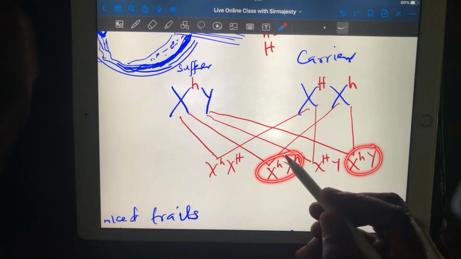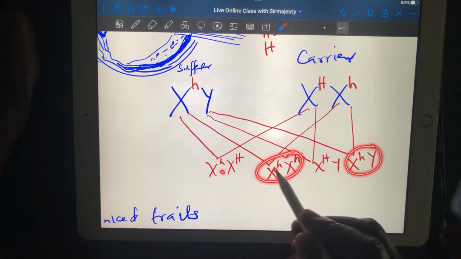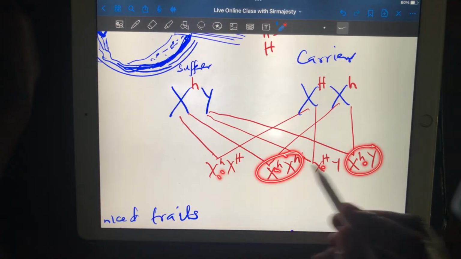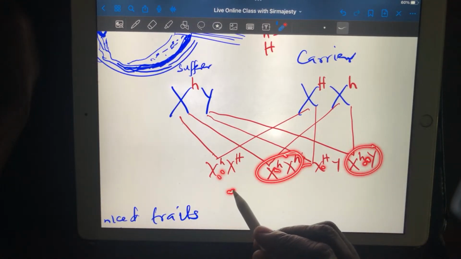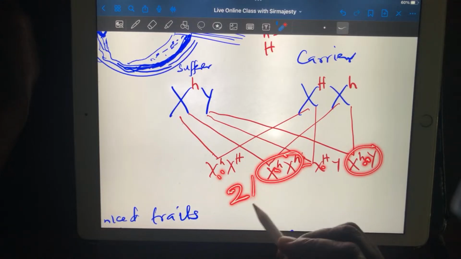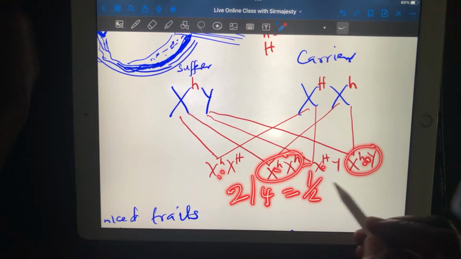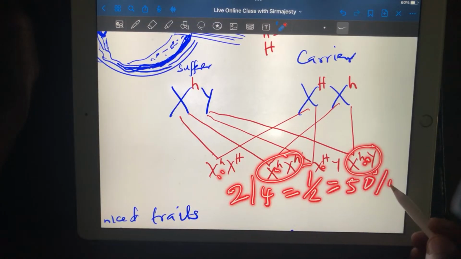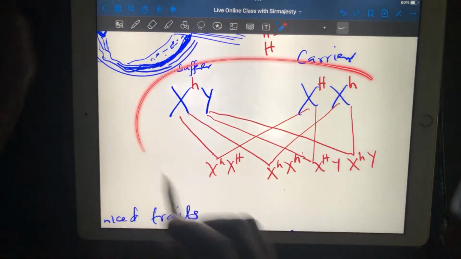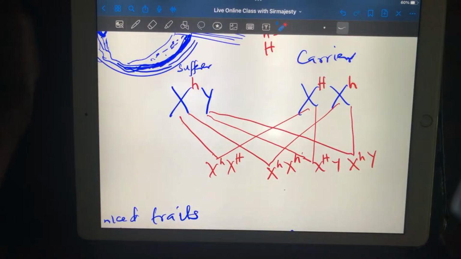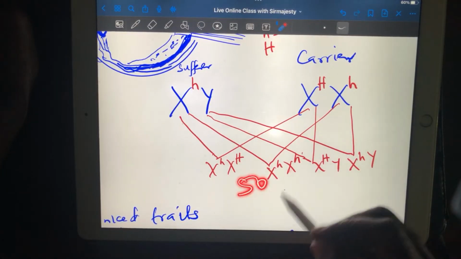And how many children do we have? How many sample spaces? 1, 2, 3, 4. Out of these 4, 2 are the hemophilic children. So 2 over 4 is the same thing as half. And half means 50%, because percent means divide by 100. So 50 divided by 100 is half. So the percentage of their children that will be hemophilic is 50%.